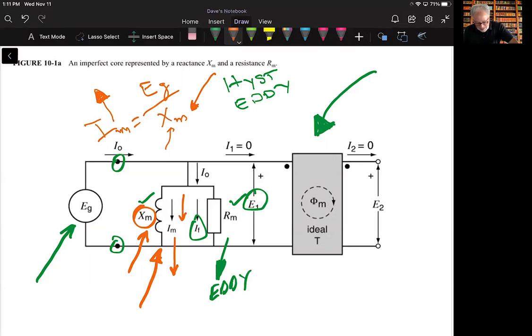The text says that the magnetizing current needed to create the flux lags 90 degrees behind E sub 1. So the current in an inductor, I sub M, is going to lag the voltage E sub 1 by 90 degrees. That's the classic ELI relationship, where the current lags the voltage by 90 degrees. So that's that part of it.